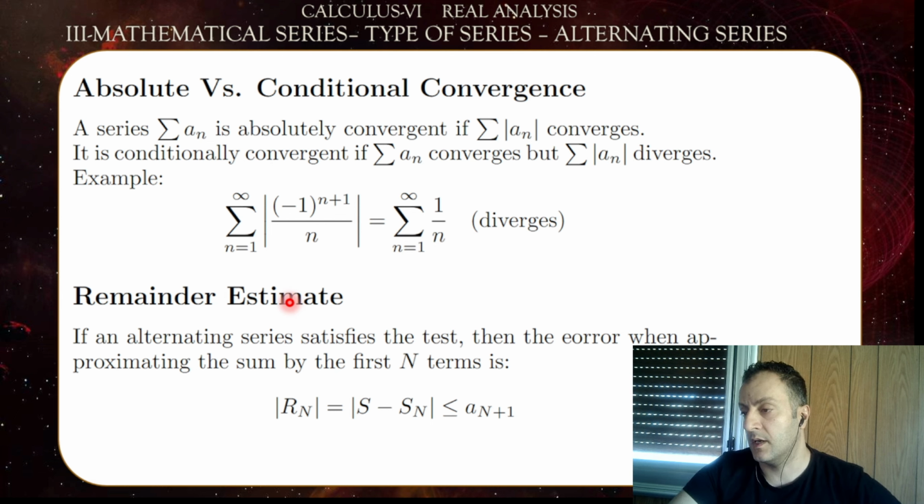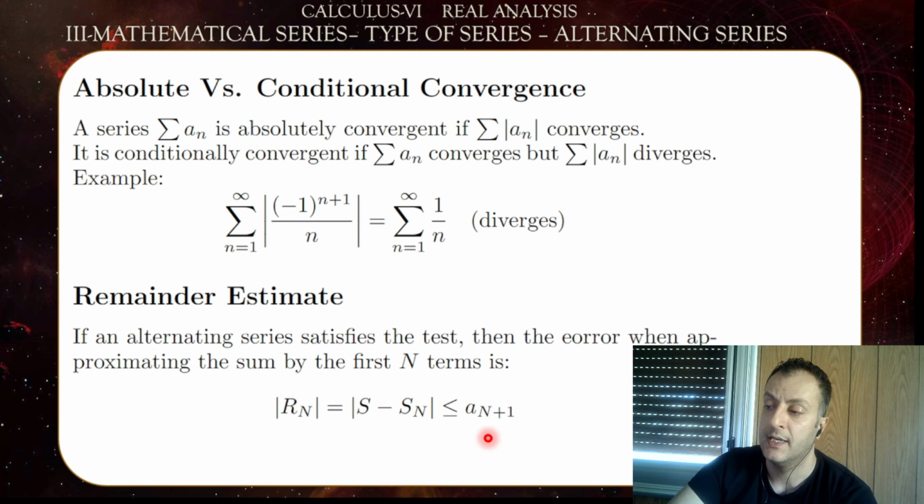Now, remainder estimate. If an alternating series satisfies the Leibniz test, then the error when approximating the sum by the first n terms, Rn, which is equal to S, the value of the series, minus Sn, should be less than or equal to an plus 1. Sorry for the typo here.